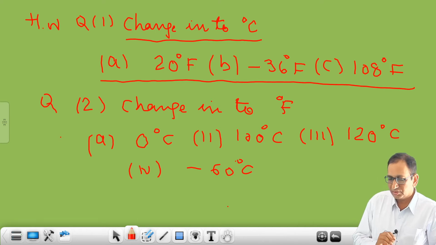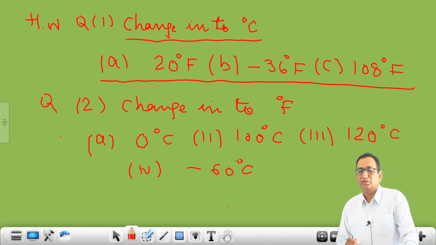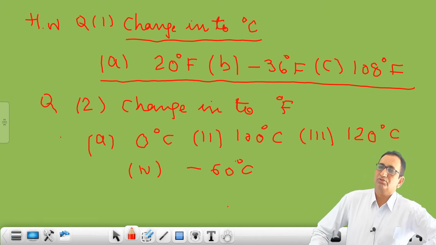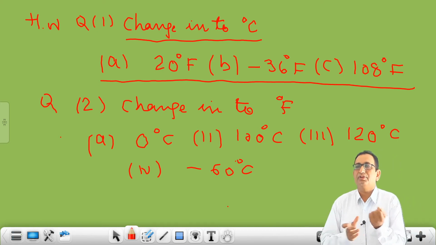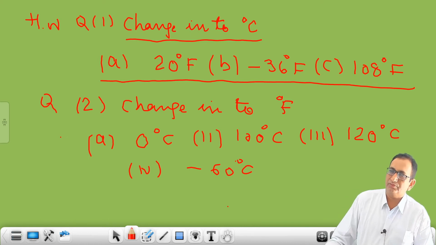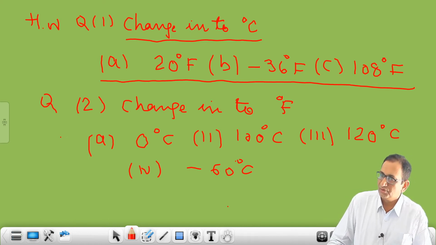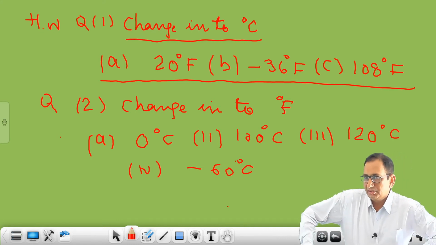So students, here I have given a total of 3 and 4, total 7 questions that you have to do in your fair notebook without fail. Okay students, so it was two scales of temperature, the degree Celsius scale and the Fahrenheit scale.